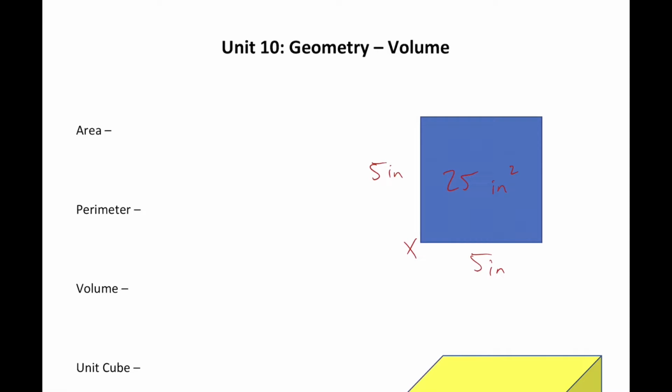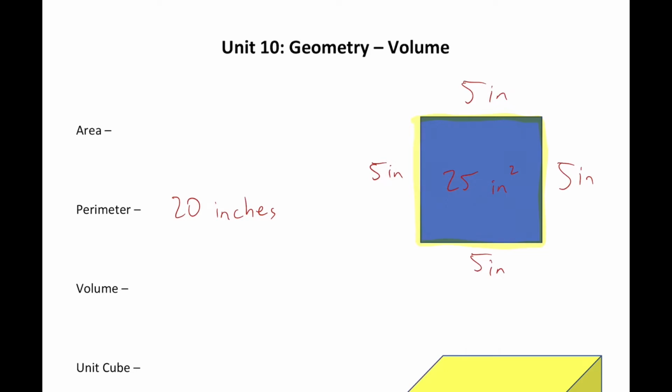Perimeter, on the other hand, is found by measuring the distance around a polygon. And so I have 5 inches, and then of course I'd have 5 inches and another 5 inches. And so if I were to go around this particular polygon, that's 5, 10, 15, and 20. So my perimeter would be 20 inches, not inches squared, but it would be 20 inches because it is a linear measurement. And so inches plus inches plus inches plus inches is still inches.